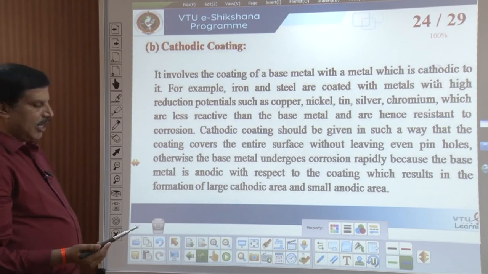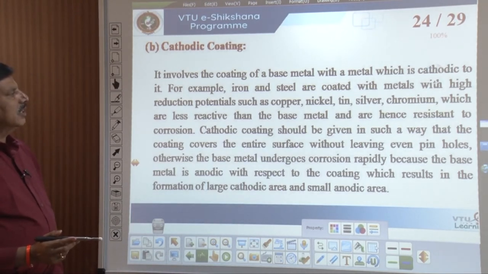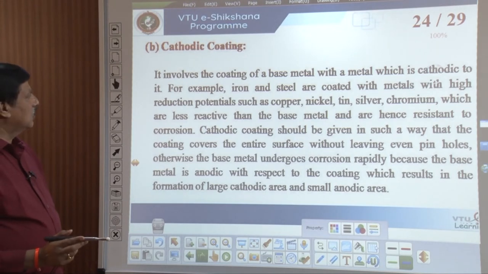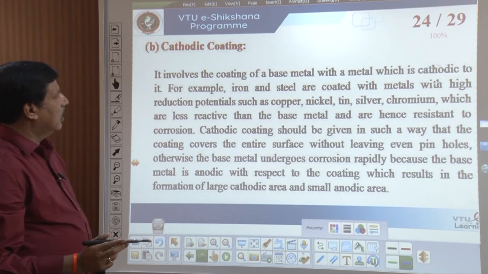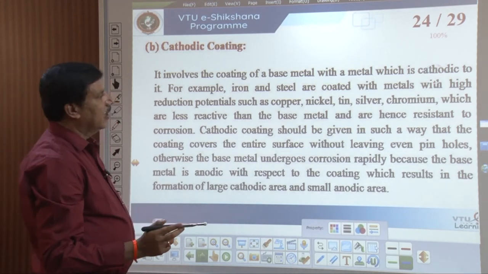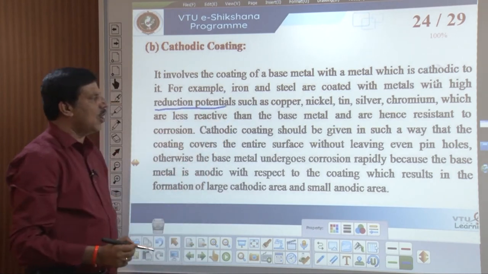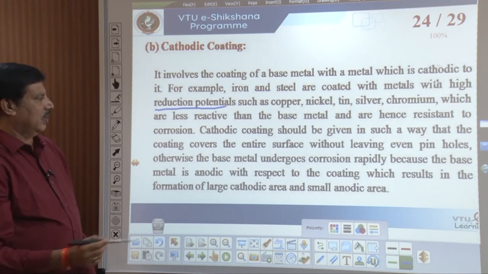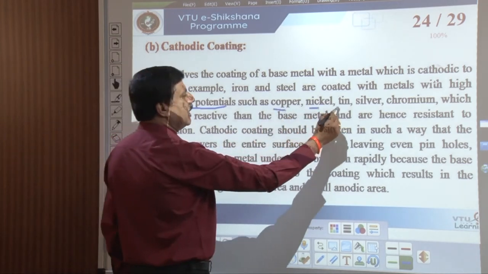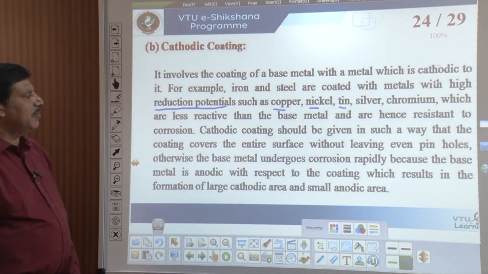So, cathodic coating. I explained anodic coating so far, and now it is called cathodic. Cathodic coating involves coating a base metal with a metal which is cathodic to it. For example, iron and steel are coated with metals of high reduction potential. Somewhere I explained high reduction potential: copper, zinc, nickel, tin, silver, chromium, which are less reactive than the base metal and hence resistant to corrosion.